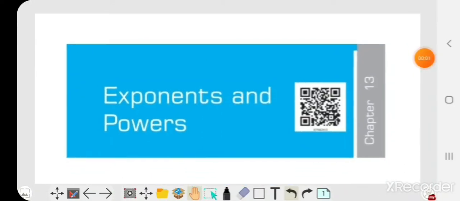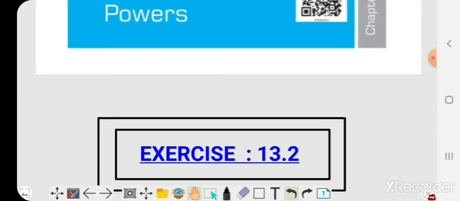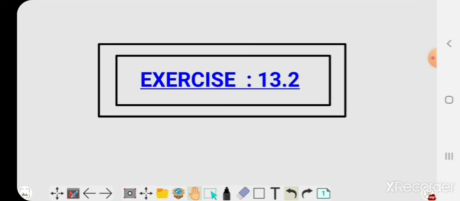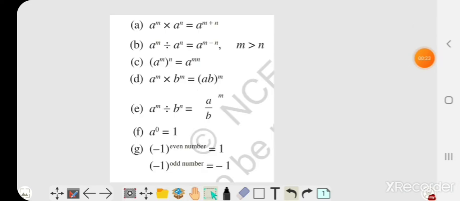Hello dear students, we are in chapter number 13, Exponents and Powers. We have completed exercise 13.1, we have learned a few laws related to exponents, and we have done question number 1 of exercise 13.2. Before moving to questions, let's have a look at the laws of exponents.